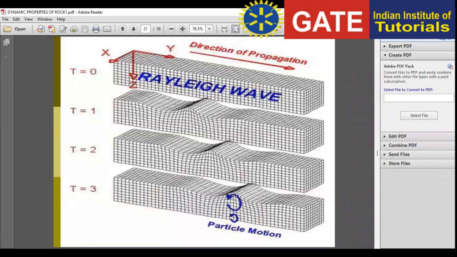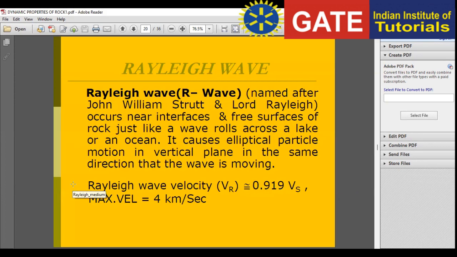So basically this is the direction of propagation of the Rayleigh wave, and it causes the particle to move in the vertical plane to the direction of propagation in an elliptical motion. So this surface wave causes the particle to move in an elliptical motion in the vertical direction. Okay. So Rayleigh wave velocity is approximately 0.919 times the S wave, meaning the secondary wave velocity.